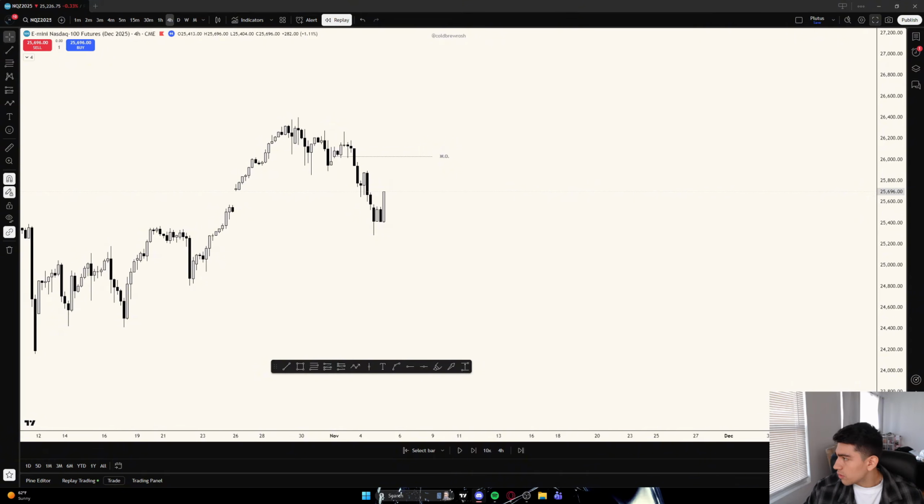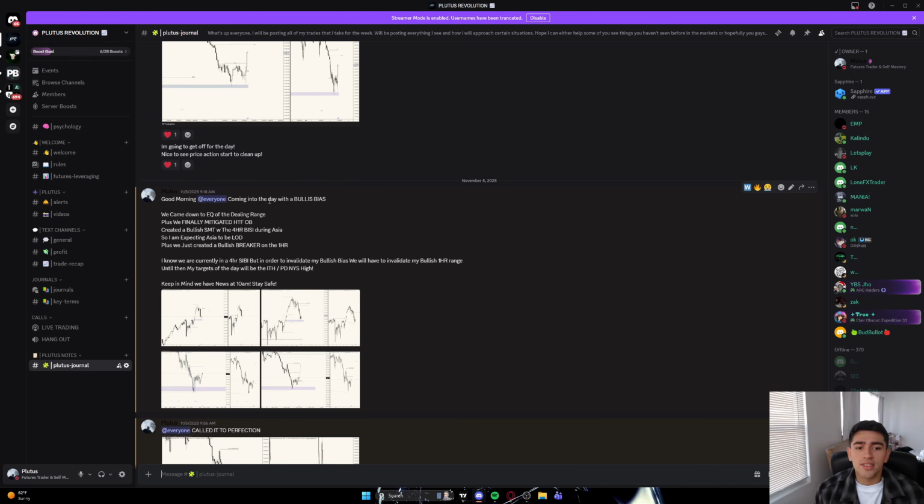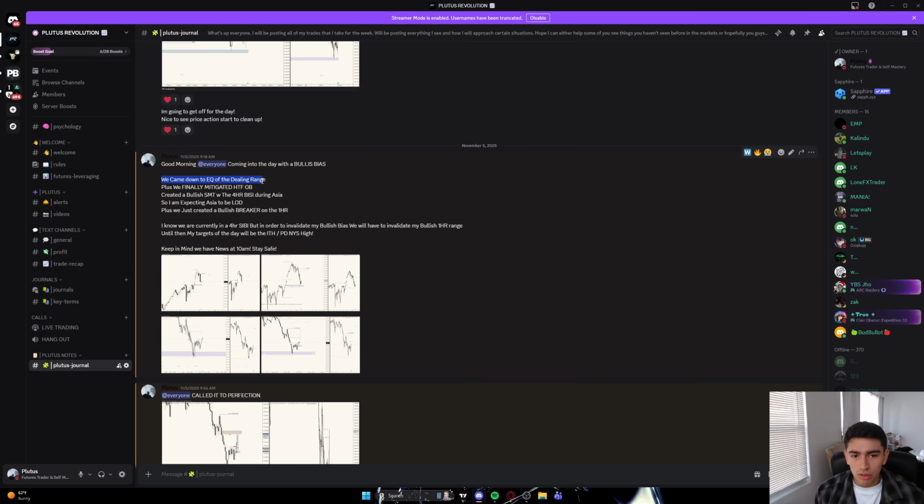So if I were to go right over here, call this out. Wednesday, good morning. Come into today with a bullish bias. We came down to equilibrium of the daily range. Plus, we finally mitigated the higher time frame order block, right? Created a bullish SMT with the 4-hour BISI during Asia. So I'm expecting Asia to be low of the day. Plus, we created a bullish breaker on the hourly. I know we're currently inside of a 4-hour SIBI, but in order to invalidate my bullish bias, we will have to invalidate my bullish 1-hour range.